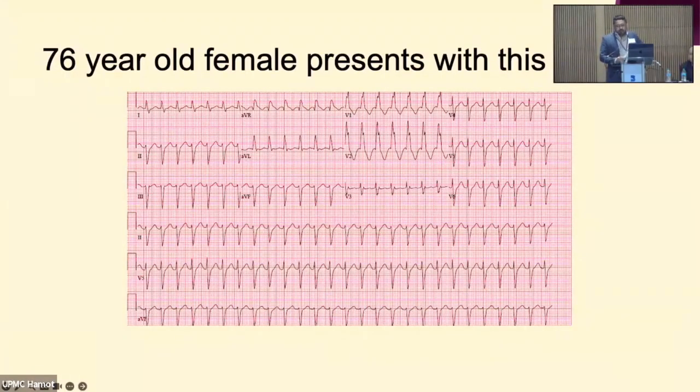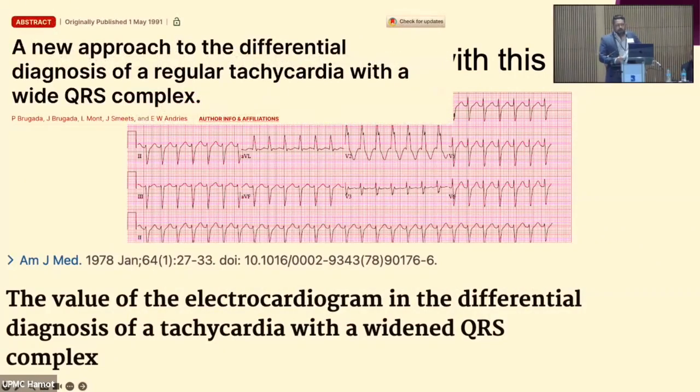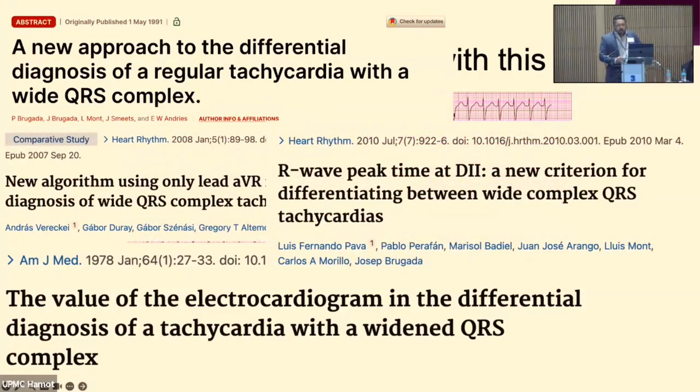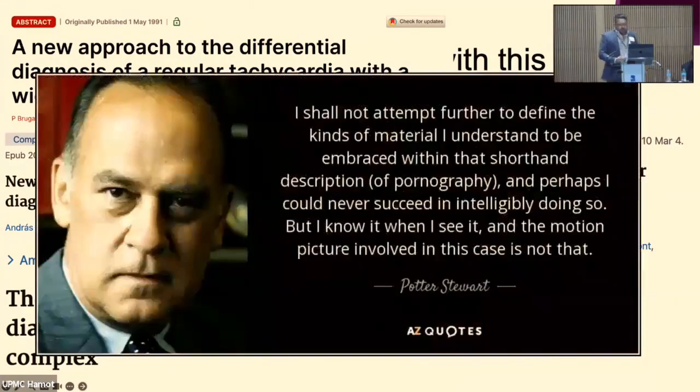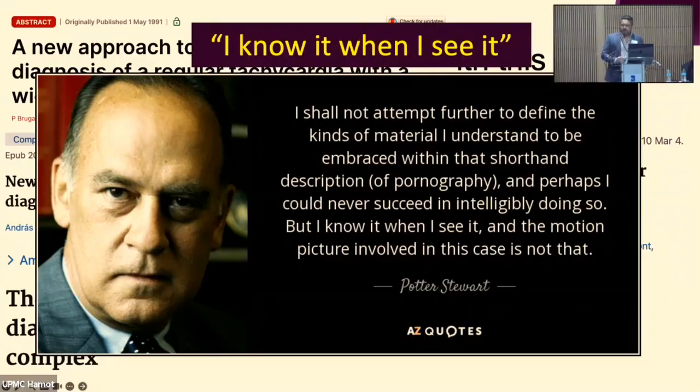This is a 76-year-old patient that presents with this wide complex tachycardia. In the ER, we were consulted, and there are several algorithms which we're not going to go through that we could discuss for what is this ventricular tachycardia? Is this supraventricular tachycardia? We don't know, but honestly, you can't talk about ventricular tachycardia without talking about pornography. So Potter Stewart was the Chief Justice in the 60s and was asked to opine on a case involving pornography. And the gist was, he says, I know it when I see it.